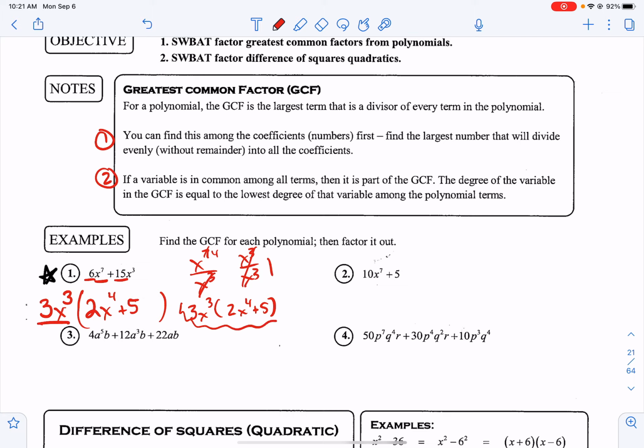That would be my answer. Which seems backwards because, in fact, we just got done doing a lesson where you would distribute that 3x cubed, and now I'm telling you to undistribute it. You're going to have to do both.